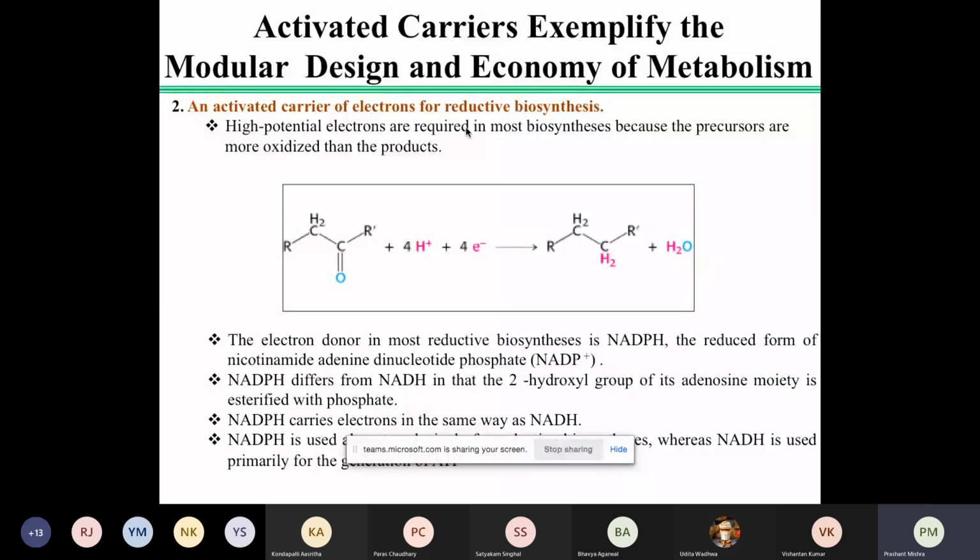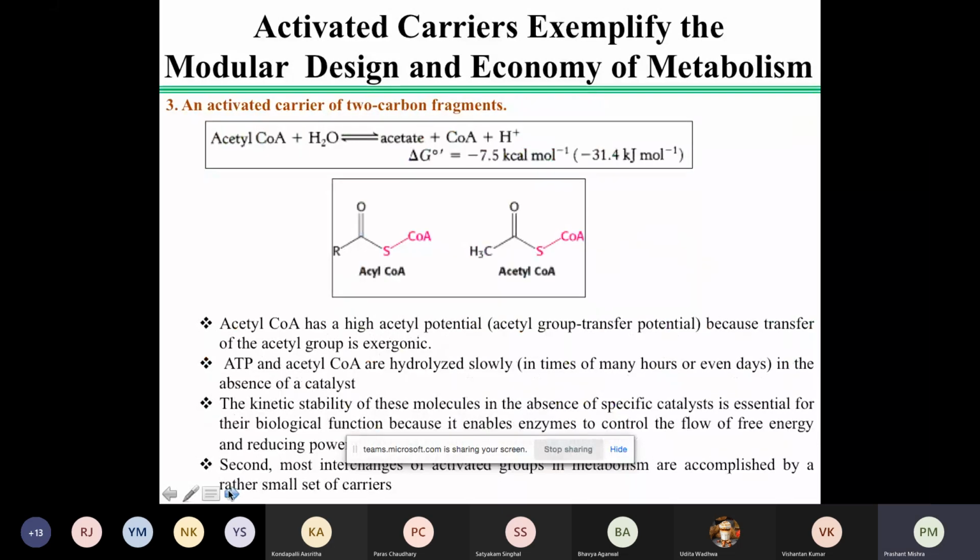NADPH differs from NADH in the two hydroxyl groups of the adenosine moiety. Adenosine is the same one you learned about in the structure of nucleotides when we were talking about nucleic acids. And then it has an esterified phosphate group. NADPH carries electrons in the same way as NADH, and NADPH is primarily used for reductive biosynthesis, whereas NADH is used primarily for the generation of ATP. So that's a major difference made by a small group like a phosphoryl group attached to the structure.